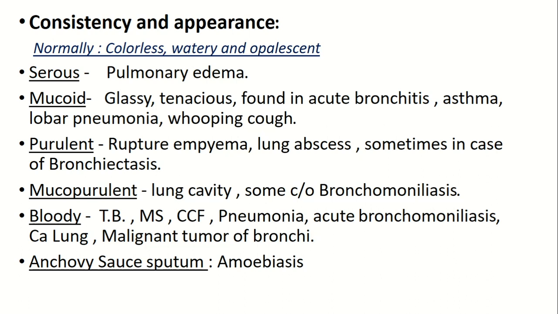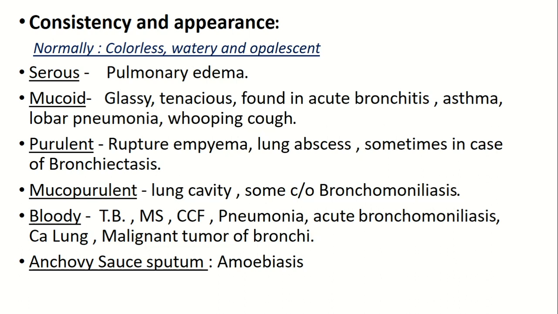Now the third parameter, consistency. Usually it is colorless, watery and opalescent. In pulmonary edema, sputum is serous. Mucoid sputum is very important in lobar pneumonia, whooping cough, bronchitis and asthma, where you will find a very sticky mucoid consistency. Purulent sputum is seen particularly in lung abscess and empyema. In bronchiectasis it is purulent or mucopurulent mix. Bloody sputum is seen in tuberculosis, congestive cardiac failure, mitral stenosis, pneumonia, acute bronchitis, and some malignant tumors of the lung and bronchi. Anchovy sauce sputum is seen in amoebiasis. So these are the very important physical examination parameters.